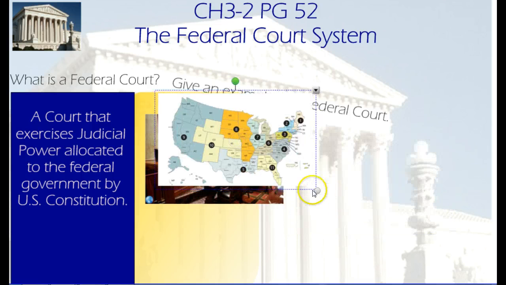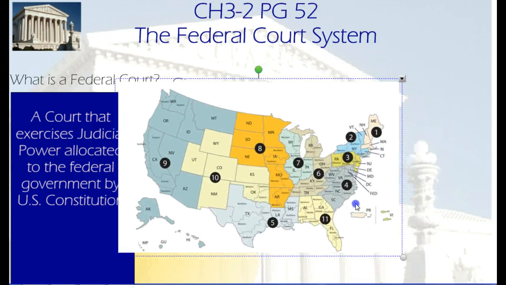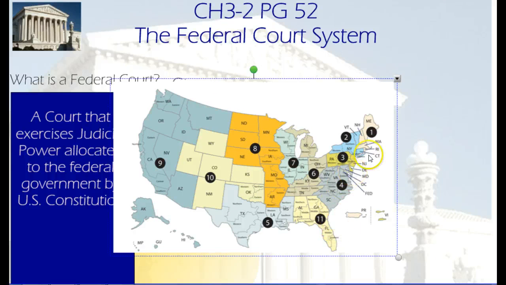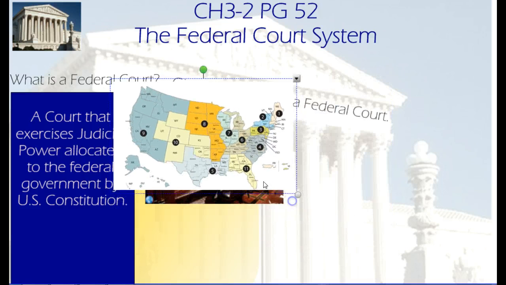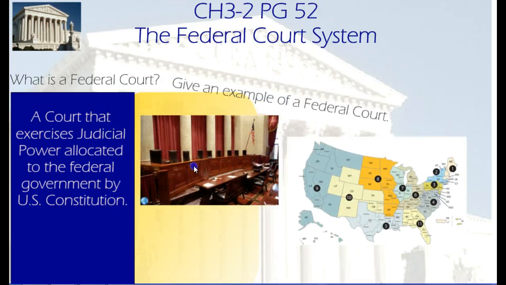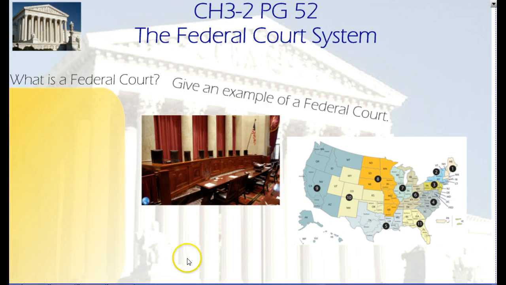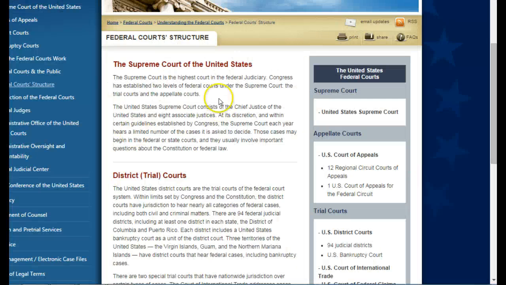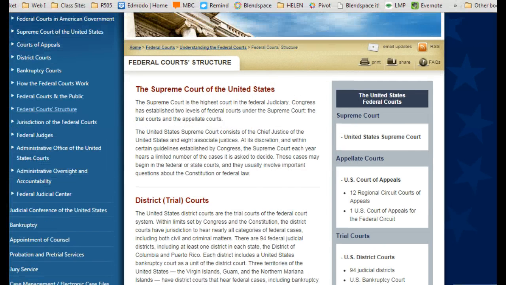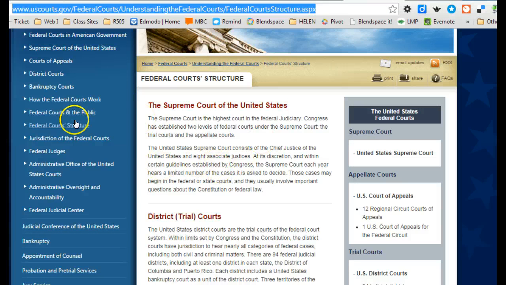Over here I have a chart that displays each of the districts. So there are federal courts in all of these districts that you see on the chart numbered here. What I'd like for you to do now is share with us a federal court that you are aware of. If you don't have any ideas, you can go to the website uscourts.gov, and it will explain everything you need to know about federal courts. It's also in your book, Chapter 3-2.